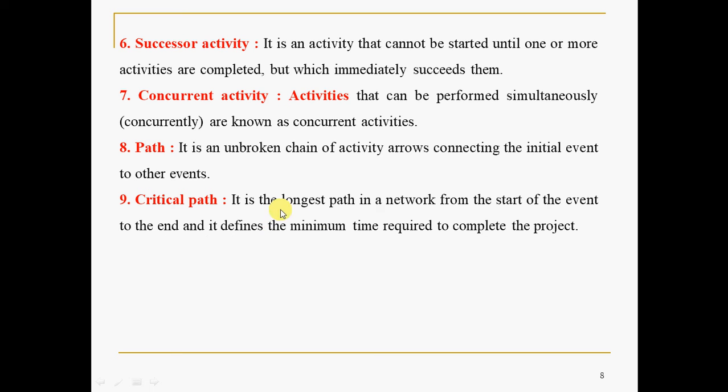Critical path. It is the longest path in a network from the start of the event to the end, and it defines the minimum time required to complete the project. This we will take up in detail probably in the next session. So critical path is the longest path in the network which defines the minimum time required to complete the project. Of course, basically it is a path only.